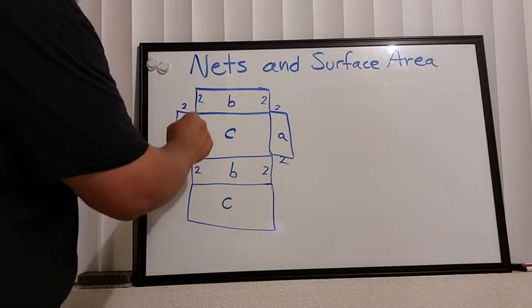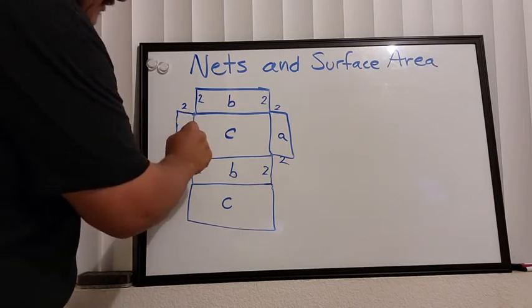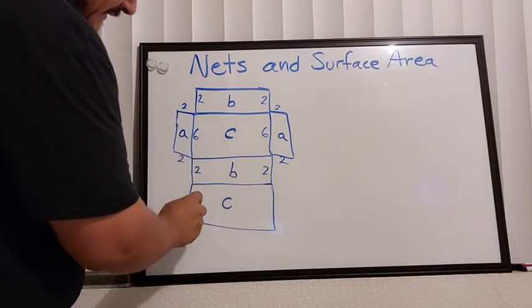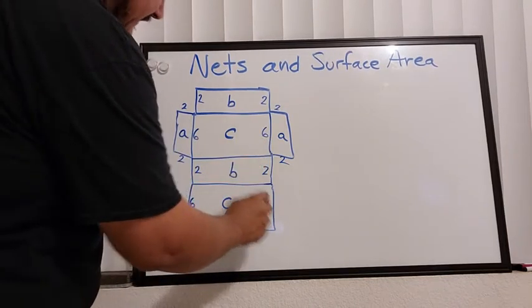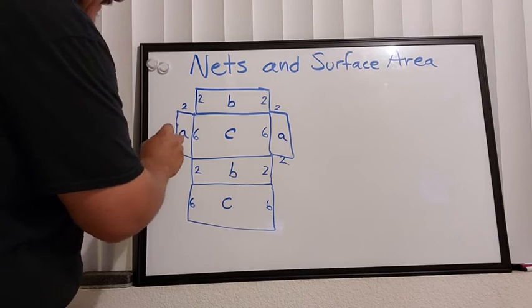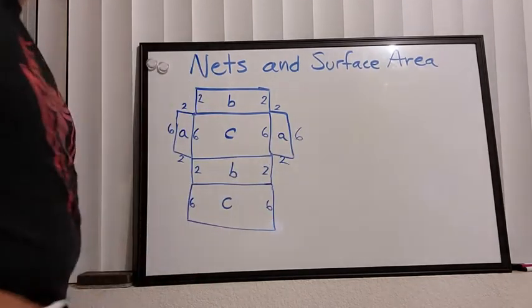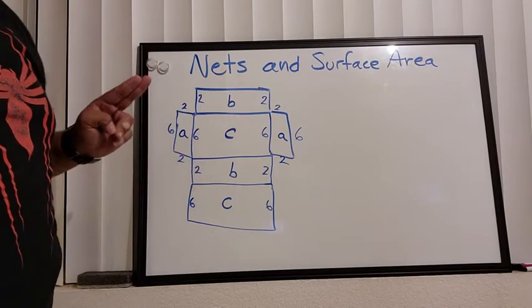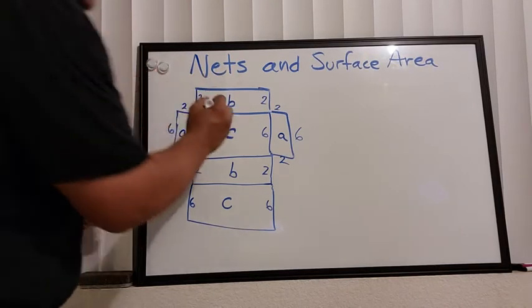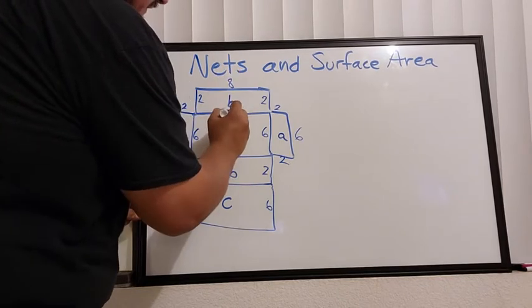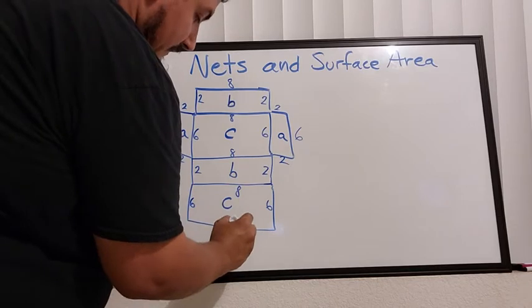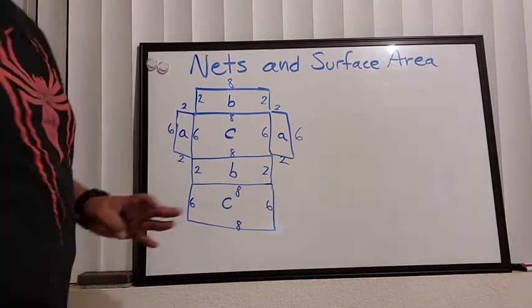Now, if this right here we measure it as 6, that means that this is 6, this is 6, this is 6, this side right here is 6, and this side over here is 6. Now, the only thing we're missing is our longer side. Let's assume this is 8. That means all these are going to also be 8.